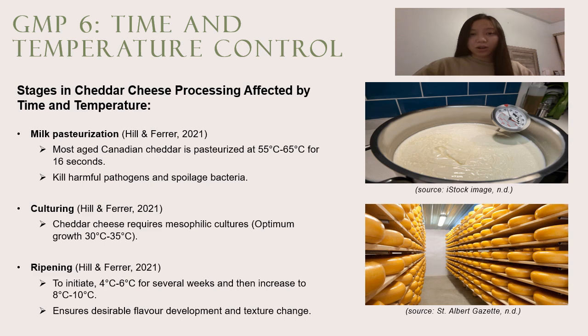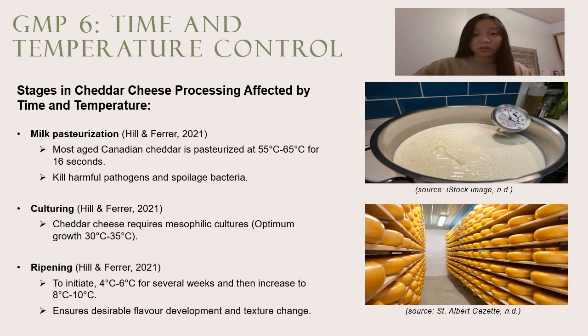Let's move on to look at the key stages of cheddar cheese processing that are directly affected by time and temperature control. One of the most important stages is pasteurization. For most aged Canadian cheddar, the milk must be pasteurized at a temperature range of 55 to 65 degrees Celsius for about 16 seconds. This step is crucial for killing any harmful pathogens and spoilage bacteria that might be present in the milk. Proper pasteurization ensures the safety of the final product.